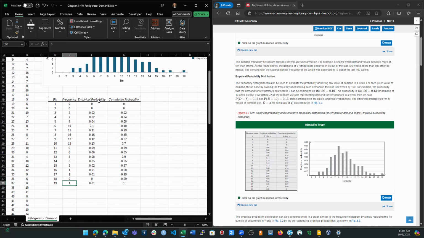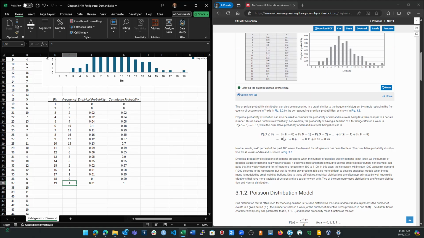We've created an empirical probability for each one of these demands, and we've created a cumulative probability so that if we wanted to ask ourselves the question, what is the probability of demand in a week being 8 or less? We know that through our cumulative probability, using this empirical distribution, that 8 or less would be 0.45. That's our cumulative probability distribution, that we would have 8 or less demand for refrigerators in the future.